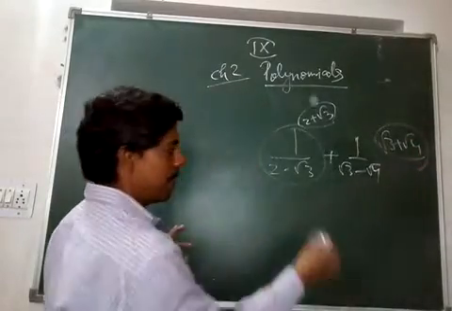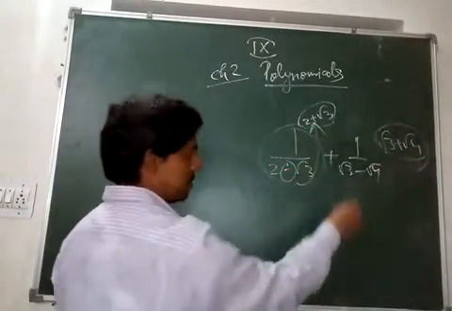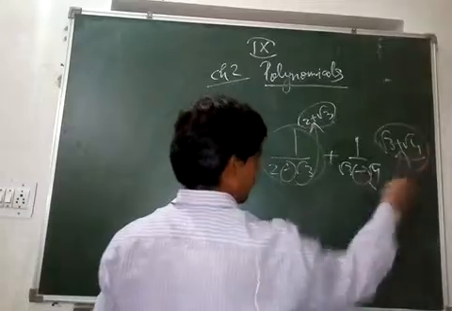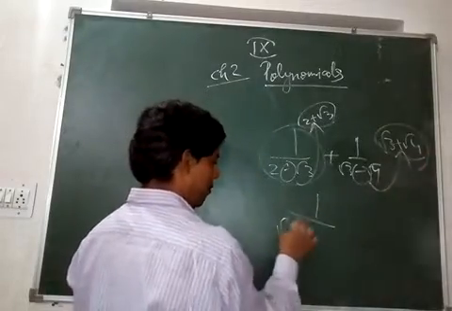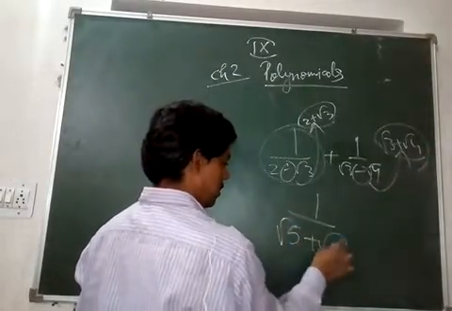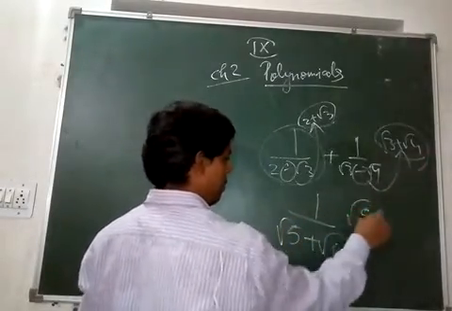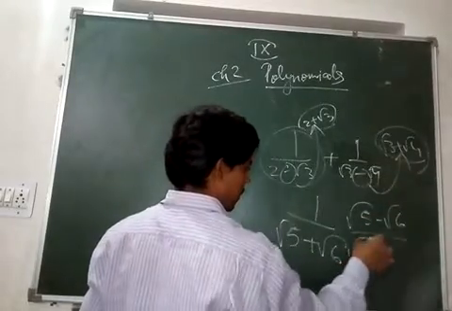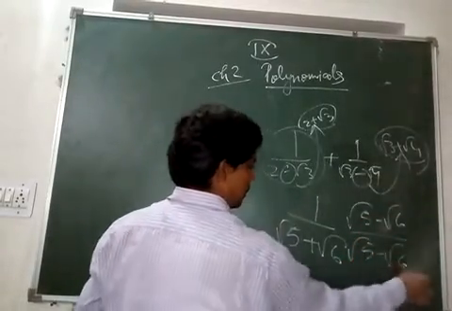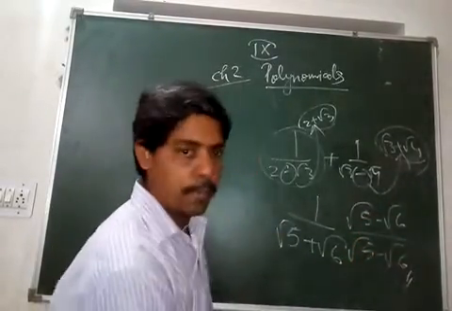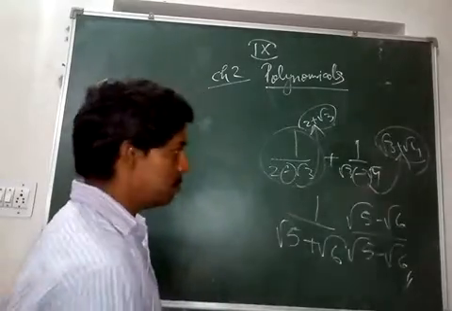So why are we multiplying? If it is minus, we are multiplying by plus. Suppose if the question is like root 5 plus root 6, then you will multiply it by what? Root 5 minus root 6 in the numerator and denominator. So this kind of question you should be practicing a lot, and laws of exponents also.